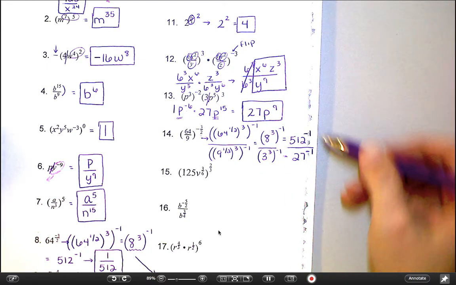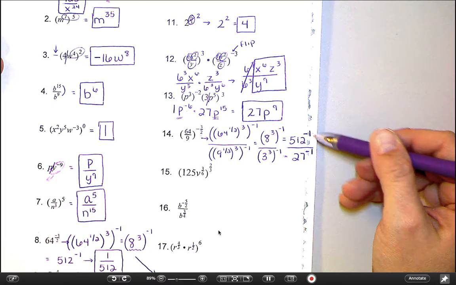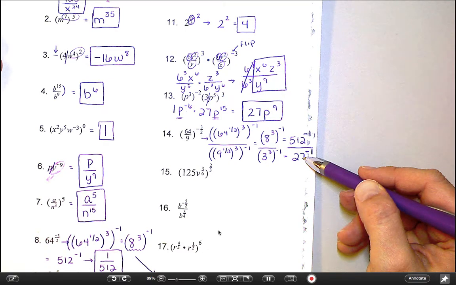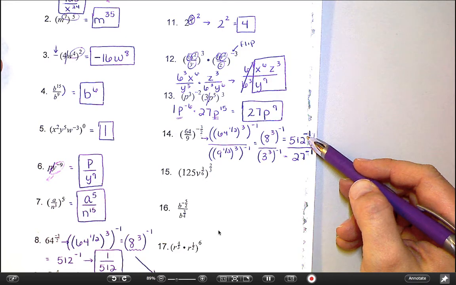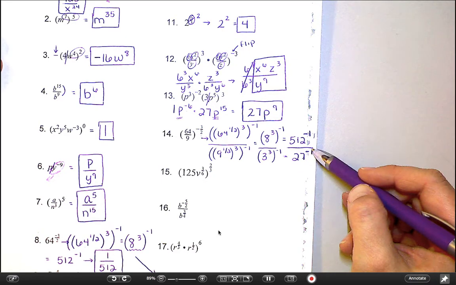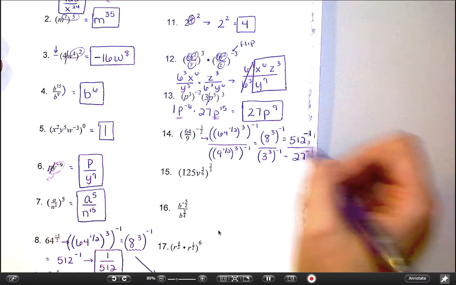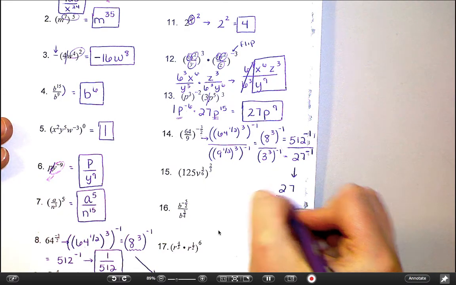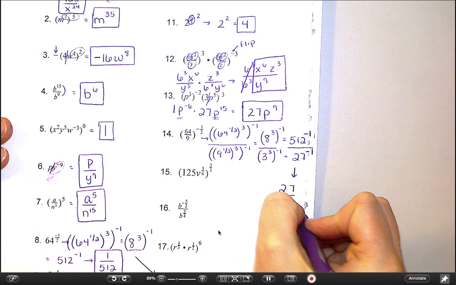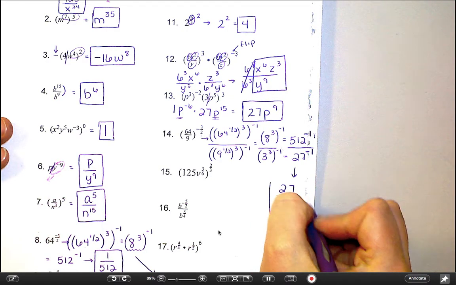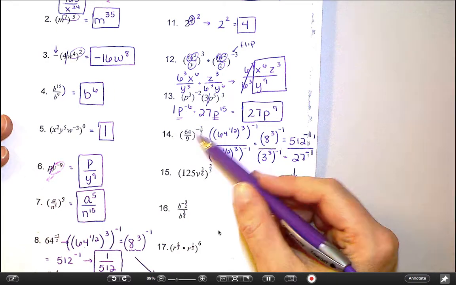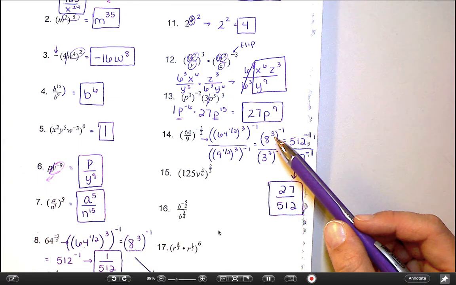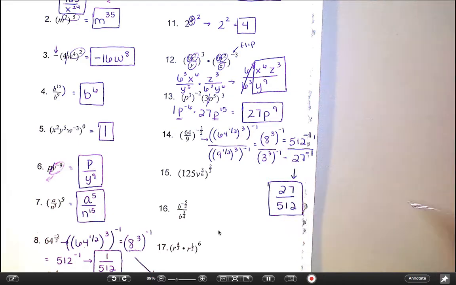Okay, right here, the fact that both of these things are negative is telling me that they're both unhappy. So instead of making this a 1 over 27, and instead of making this a 1 over 512, they already live inside of a fraction, so I'm just going to switch their positions inside this fraction, and it would become 27 over 512. And that's your final answer for number 14. So the negative is really telling me that just these two things are going to end up switching positions. In fact, if I had wanted to, I could have switched them to begin with and then not worried about the negative one.